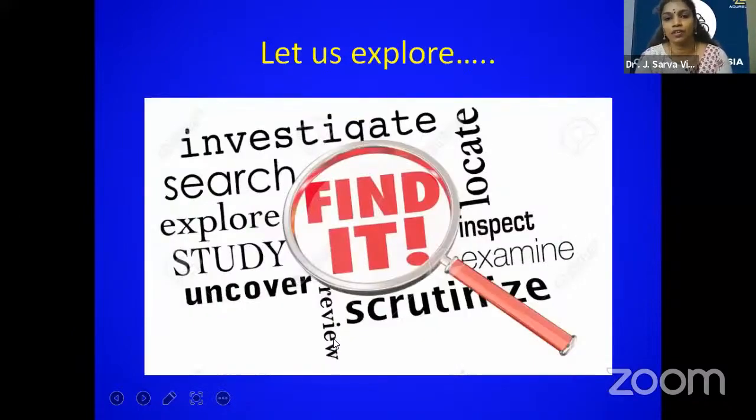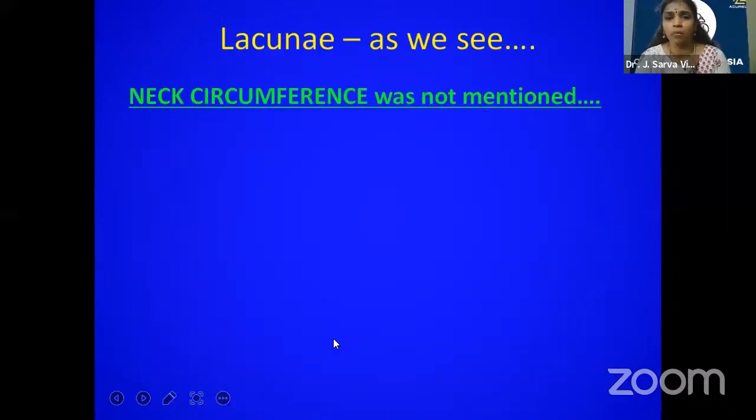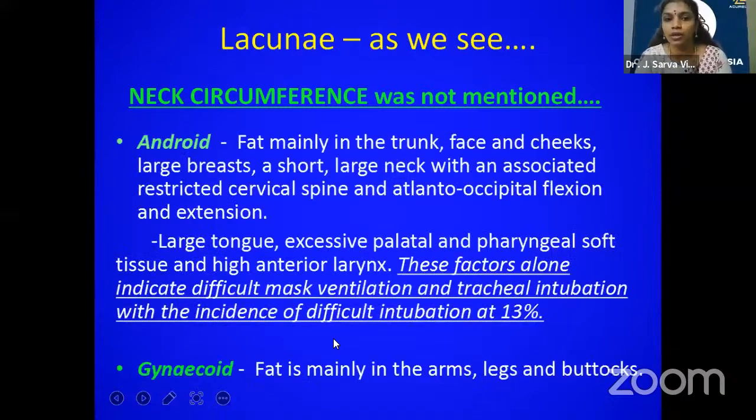Now let us investigate further. The lacuna, as we see now, was that the neck circumference was not mentioned in this study. Is the neck circumference important? Yes, it is important because there are two kinds of obesity that we come across, android and gynecoid. In the android type of obesity, the fat is mainly in the central area. The fat is mainly distributed in the face, cheeks, and more in the airway also. So it leads to a limitation of the cervical spine movement and atlanto-occipital joint movement. And there is a large tongue and a large amount of soft tissue and a high anterior larynx. So these factors alone contribute to difficult mask ventilation and tracheal intubation, and also difficult intubation in as high as 13% of the patients.